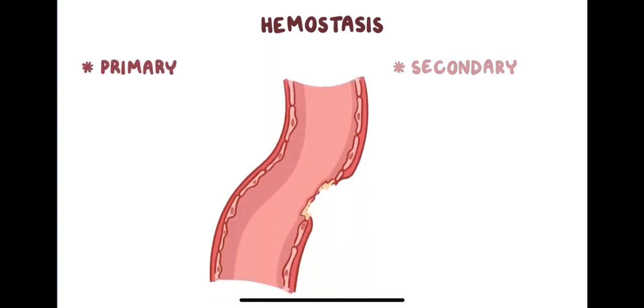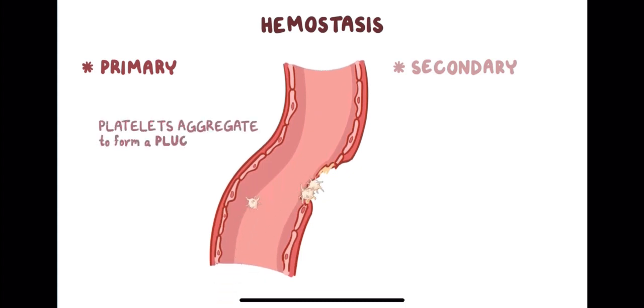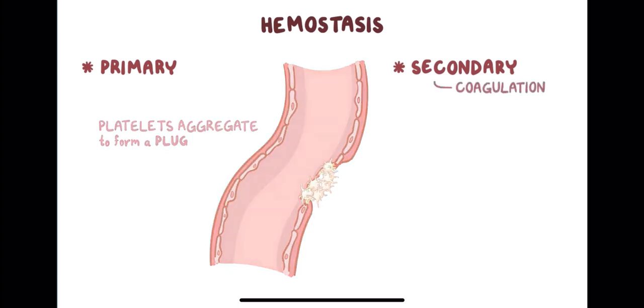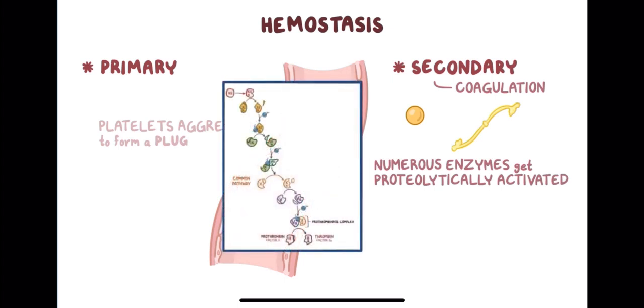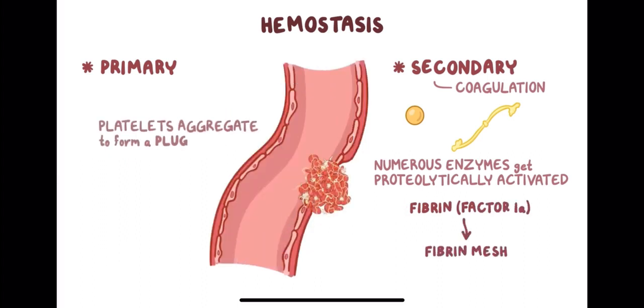In primary hemostasis, platelets aggregate to form a plug at the site of an injured blood vessel. While these platelets are aggregating, coagulation or secondary hemostasis starts. This is where numerous enzymes that are always floating around in the blood, called clotting factors, get proteolytically activated, meaning that activation happens when a small piece is chopped off, a bit like pulling the pin out of a grenade. These factors activate one another, eventually leading to the activation of fibrin, or factor 1A. That results in a fibrin mesh, which forms around the platelet plug to reinforce it and hold it together.